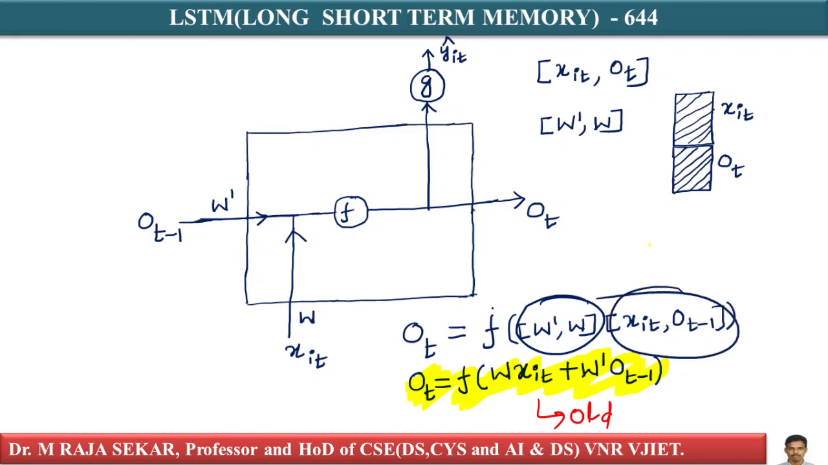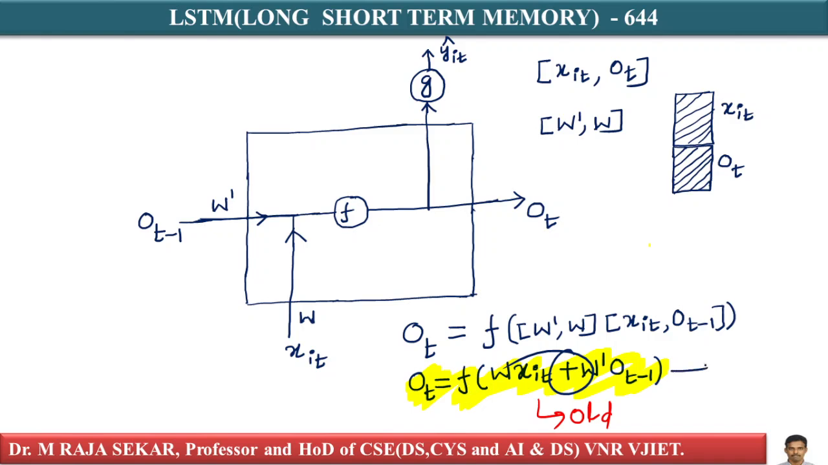This vector W xit is larger than xit and OT minus 1. Of course, this W dash comma W vector is larger than W dash and W, isn't it? I am concatenating xit and OT minus 1, and in a similar manner I am concatenating W dash comma W. So what is the only difference here? Here we are adding, isn't it? I am repeatedly saying we are summing up here.